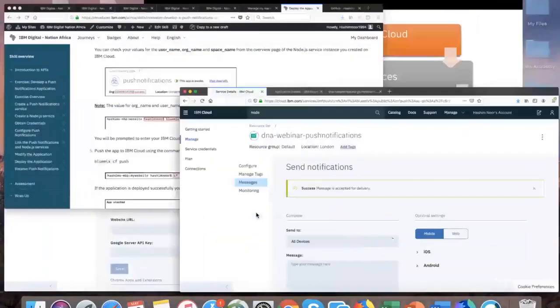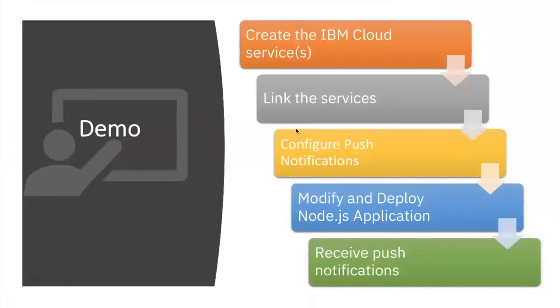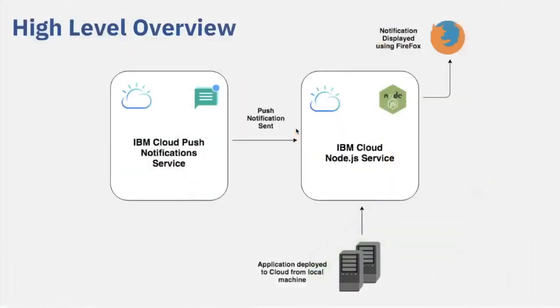Let me now go back to my PowerPoint presentation and summarize what I did for you in this entire demo and show you a high-level overview of what we did. So first of all, we created an IBM Cloud push notification service. And then we created an IBM Cloud Node.js service. We created a connection between those two services, and then we deployed a sample web application onto the Node.js service. This step was already done, like I mentioned, but if you do this demo on your own, you'll have to deploy the Node.js application as well.